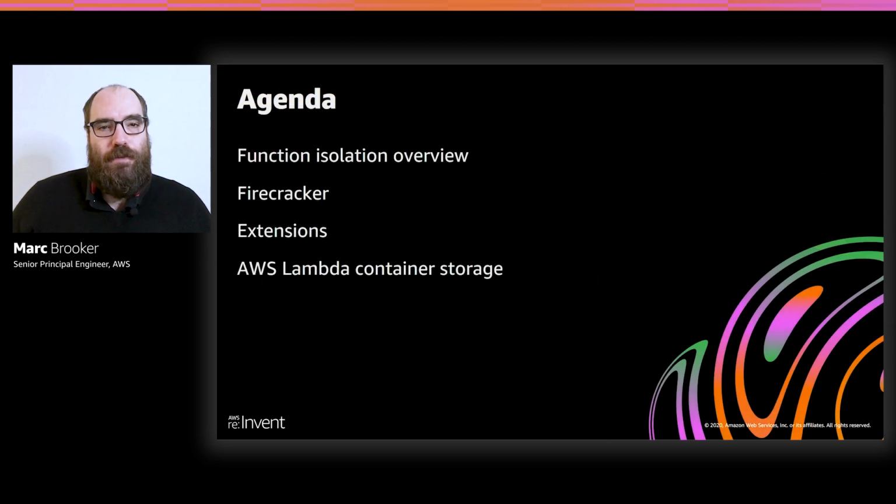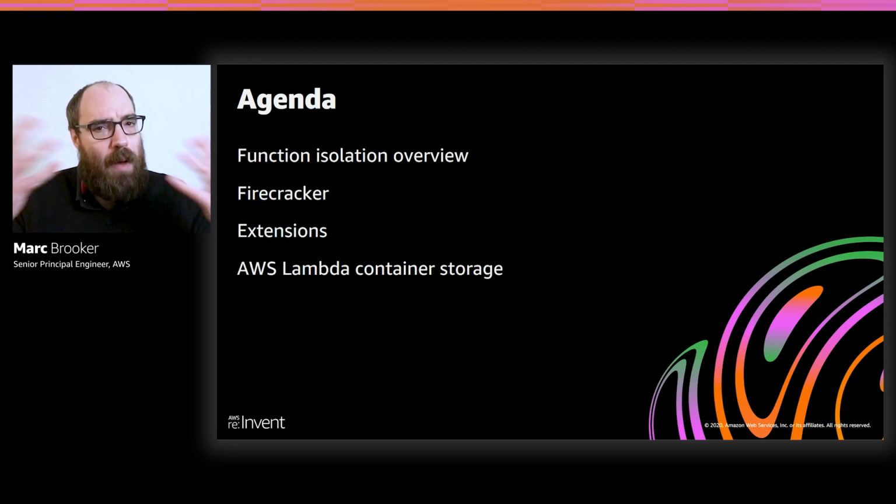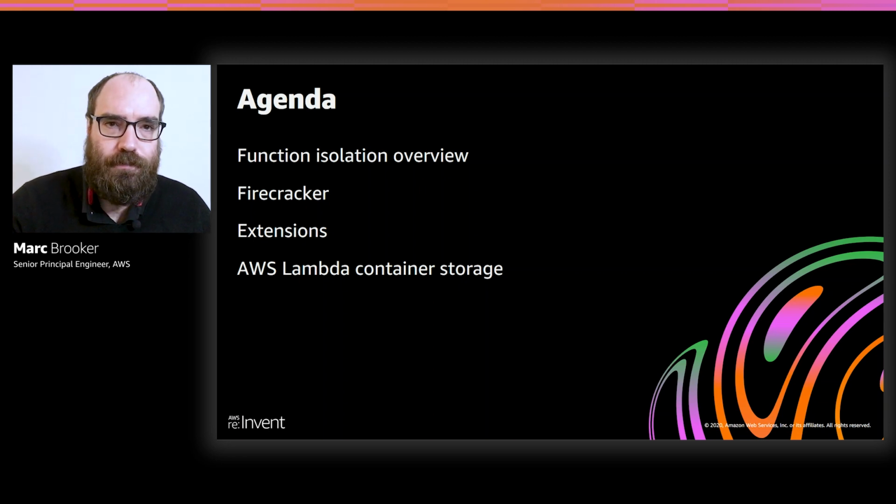I'm going to dive into a few things in this talk. First, I'm going to talk through the function isolation overview, how functions are isolated from each other. During that time, I'm going to touch on Firecracker, our open source VMM, and talk a little bit about extensions. Then in the second half of the talk, I'm going to talk about the Lambda container support that we recently announced, and some of the implementation details and security details behind container support.